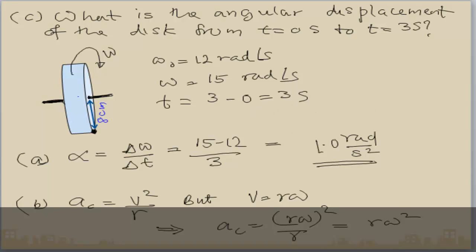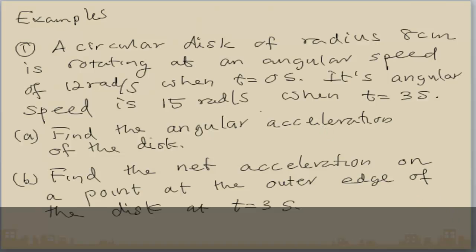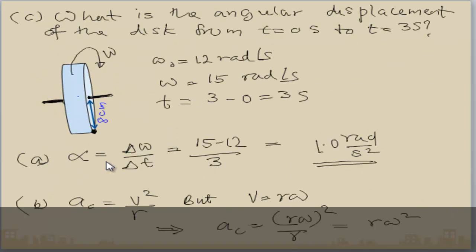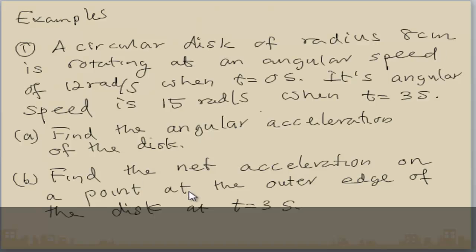The first question was to find the angular acceleration. So the angular acceleration alpha equals delta omega over delta t. Omega final is 15, omega initial is 12, so the change is 15 minus 12. Delta t is the time, which is 3. So 15 minus 12 divided by 3, we get 1 radian per second squared. So that's the angular acceleration. The second question was to find the net acceleration.